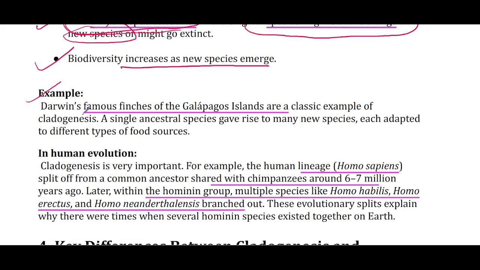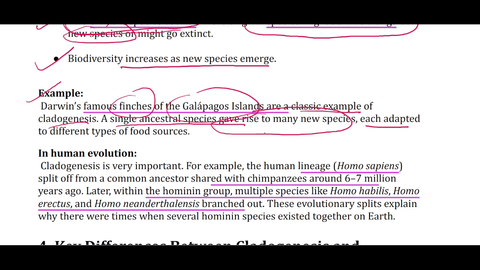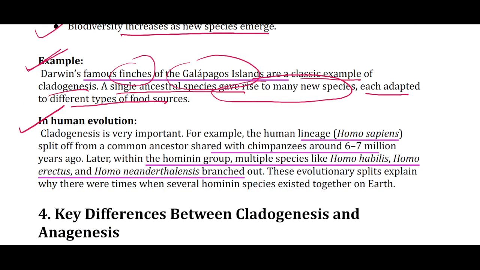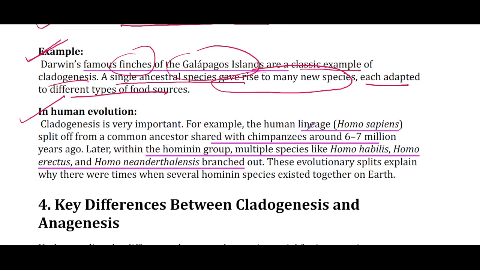Now example, so Darwin's finches of Galapagos Island are a classic example of cladogenesis. So a single ancestral species gave rise to many newer species and each one adapted to different types of food sources. Then in human evolution, the human lineage Homo sapiens, they split off from a common ancestor that they shared with chimpanzee around 6 to 7 million years ago.